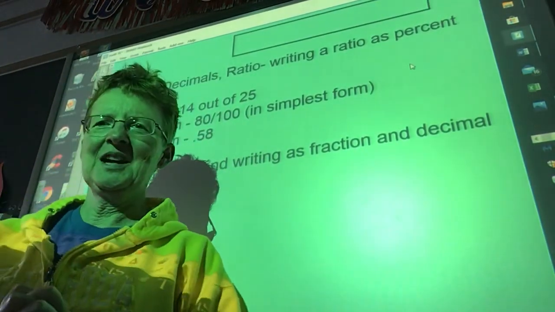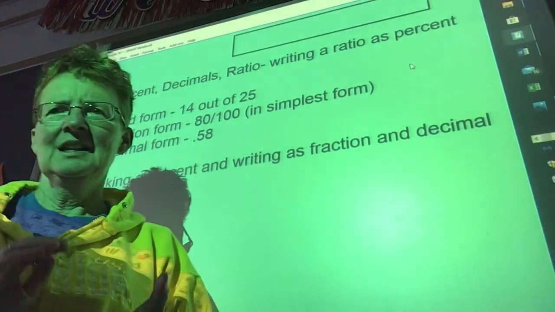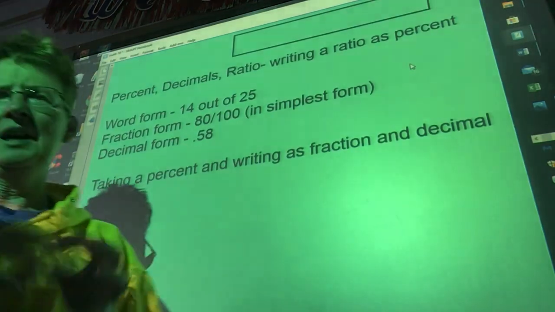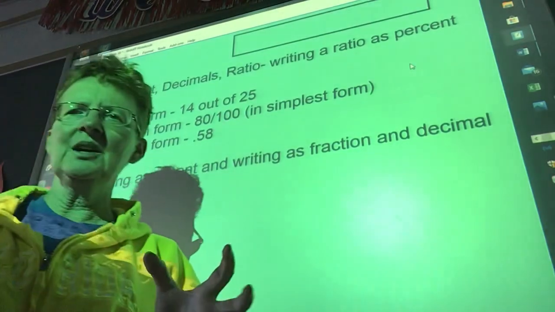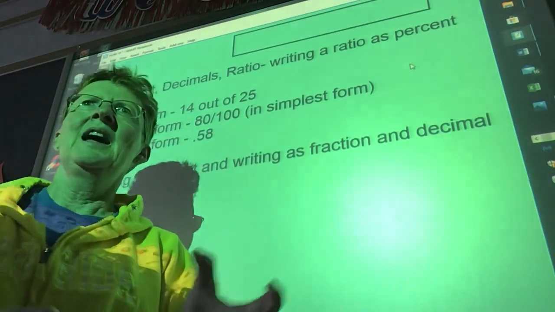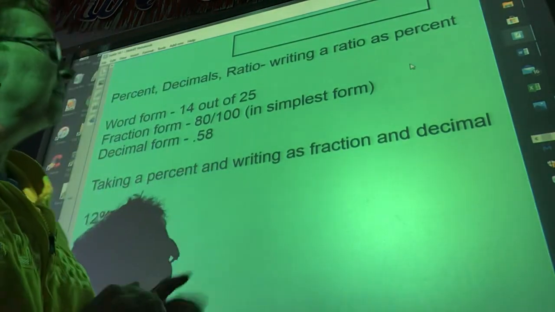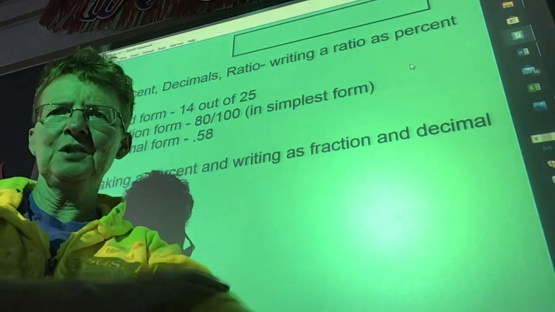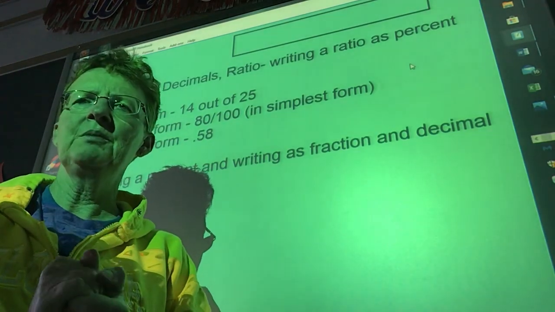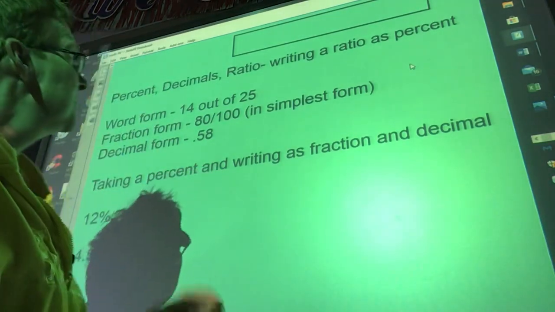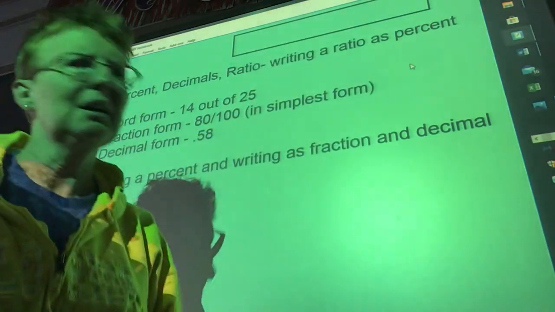Our last math assignment for the year, we are going to look at percent, decimal, and ratio, and changing them into the other forms, because when we look at these things, they really are values, and values can be written in a lot of different forms. So that's what we're going to be looking at today. I'm going to be doing a couple of examples for you, like what they're going to ask you to do in the book. And I'm hoping that will help you to be able to go ahead and do the assignment. So let's look at the first thing: writing a ratio as a percent.